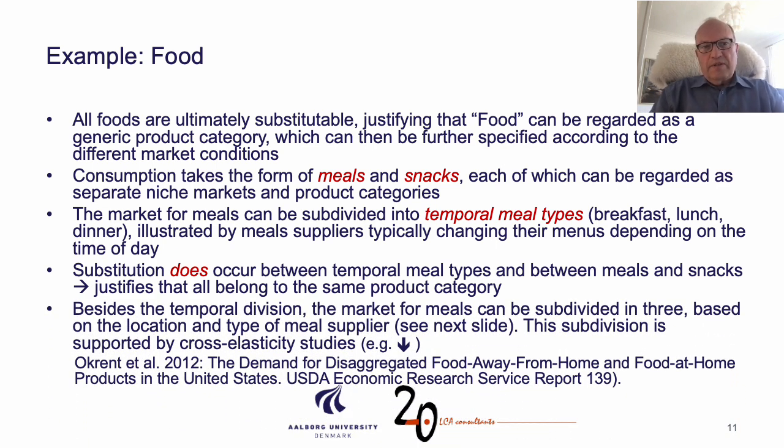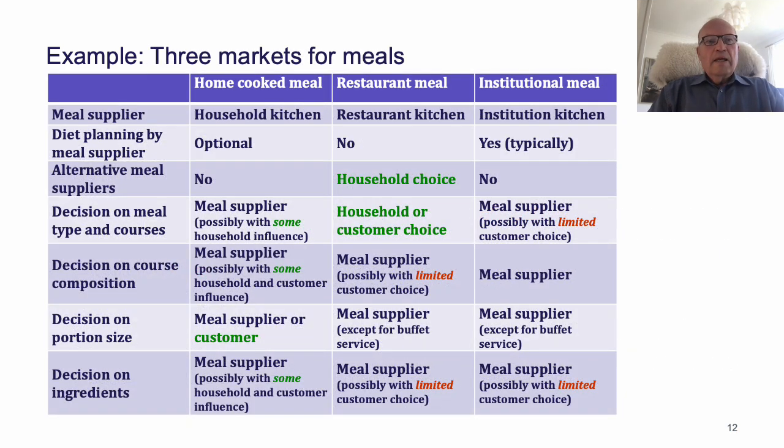Beside this temporal division, the markets for meals can be subdivided further depending on the location and type of meal supplier. And this subdivision is supported by cross-elasticity studies like the one mentioned here from the United States Department of Agriculture, where the difference between food away from home and home-prepared foods are documented. The three markets for meals that can be identified are home-cooked meals, restaurant meals, and institutional meals.